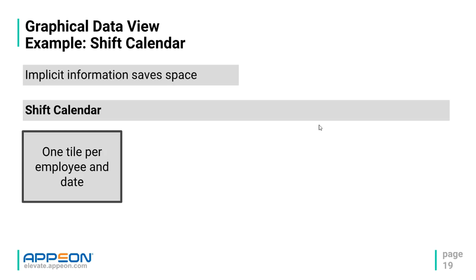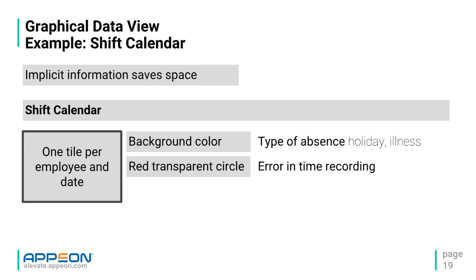So it's just one tile per employee and date, one little tile, and that tile has some information: background color, red transparent circle, and the text. And that information is gathered from a lot of tables, a lot of entries, so you could show that for a lot of employees. And of course, that information is not just stored in the perfect way to read it, because it's usually used for other stuff. So partially it's pretty hard to get that information.